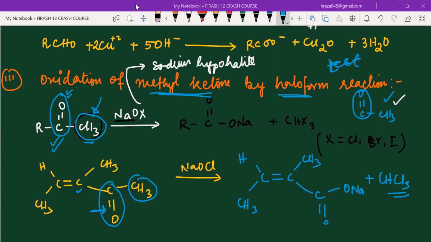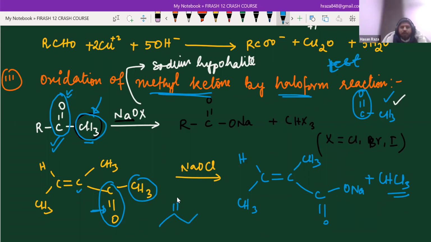Like in other reactions we saw the silver mirror, do we see a color here? If you have this type of group and you react this, the reaction will not occur because it doesn't have a CH3 group. It is not a methyl ketone. If you react this with sodium hypohalite, then the reaction will occur because here is what?